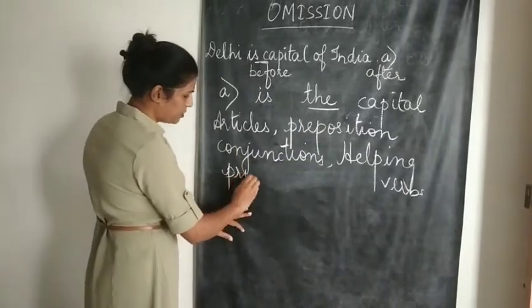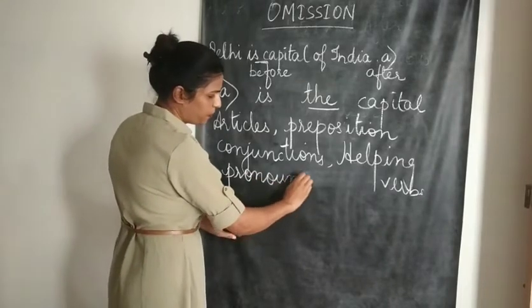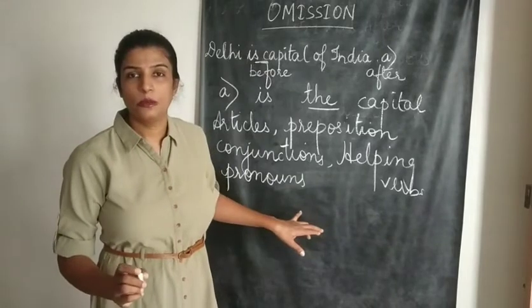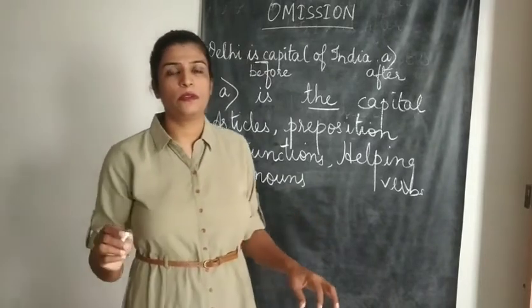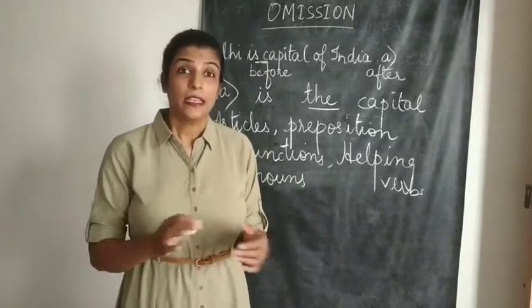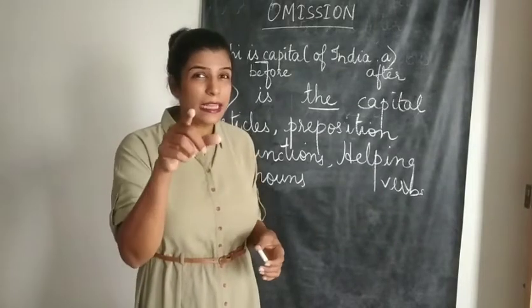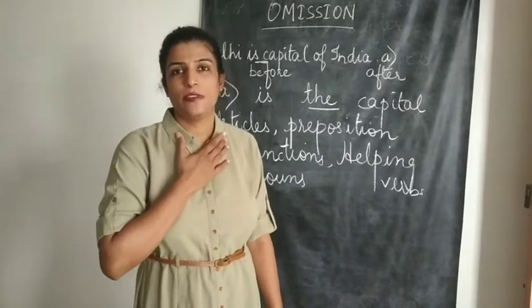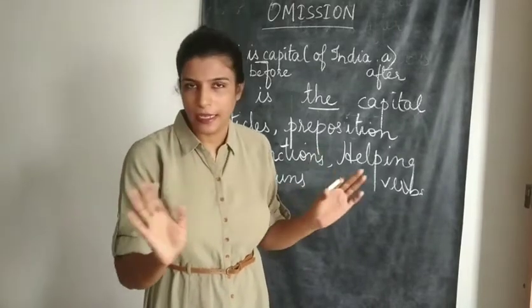These are your relative pronouns, especially who, whose, whom, which, when, where. These words also can go missing. Even your normal pronouns also can go missing: he, she, it. Wherever there is no ambiguity about the answer, there we need to be very cautious, because the teacher will not increase her burden.